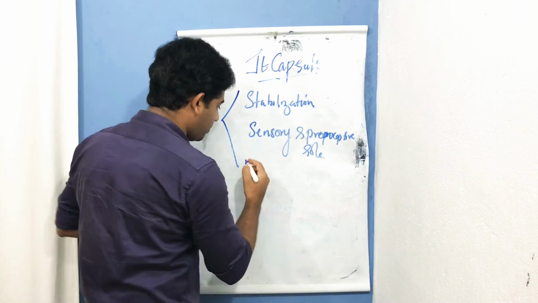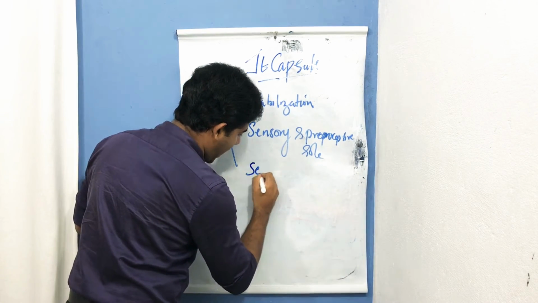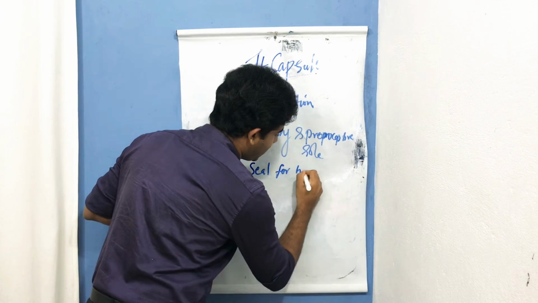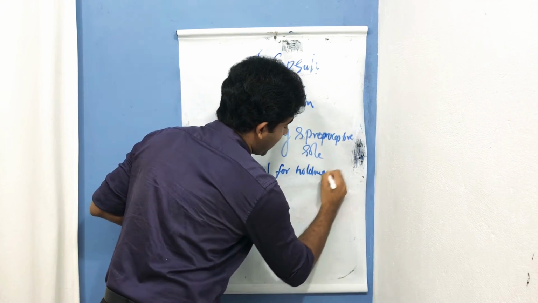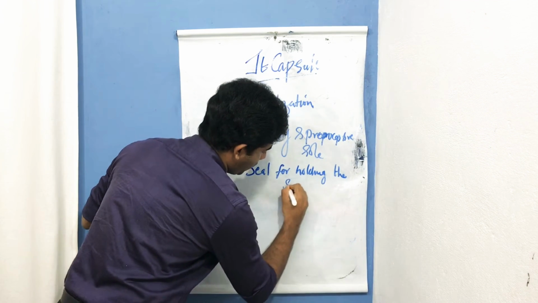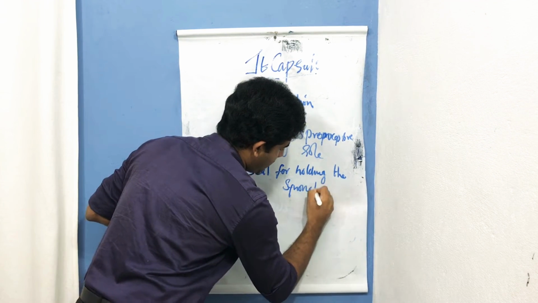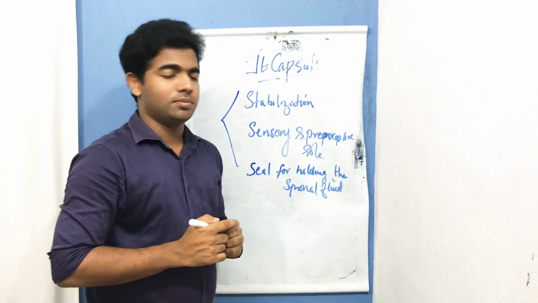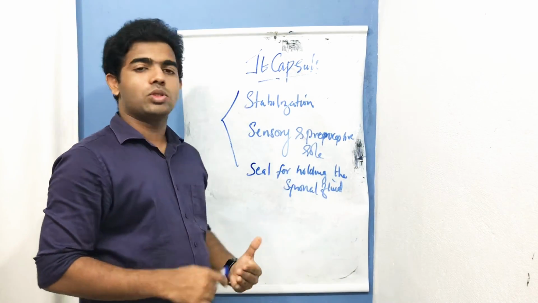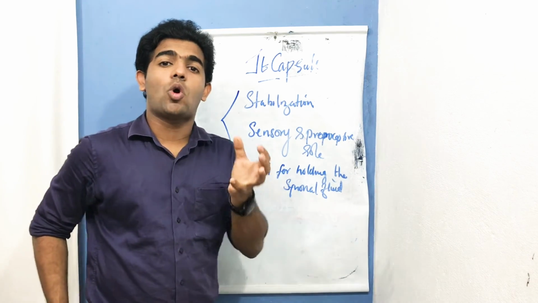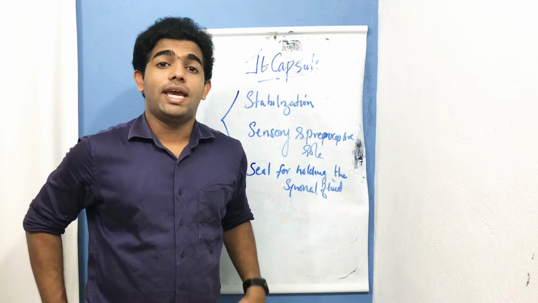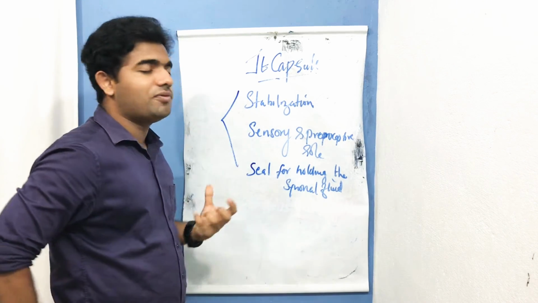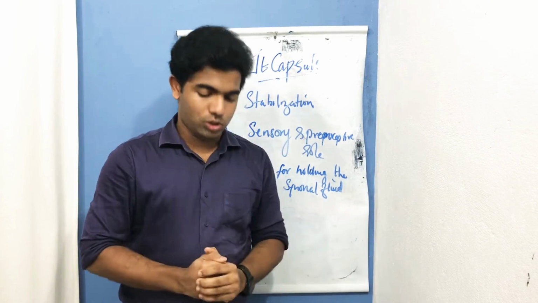And finally, it acts as a seal for holding the synovial fluid. Know that synovial fluid is very important, and this joint capsule acts as a seal for holding the synovial fluid inside the joint space. So these are the three critical functions of a knee joint capsule.